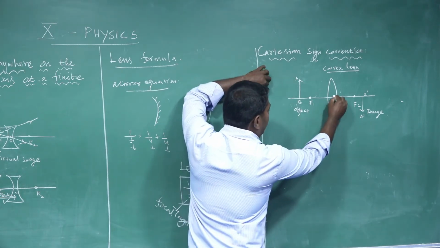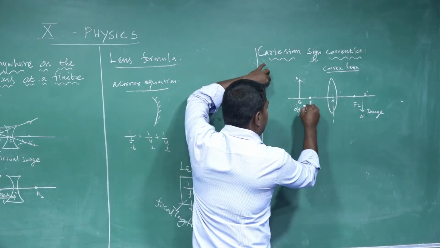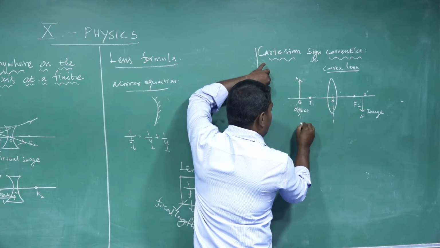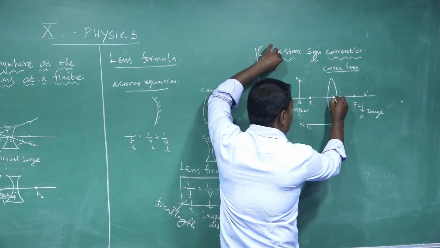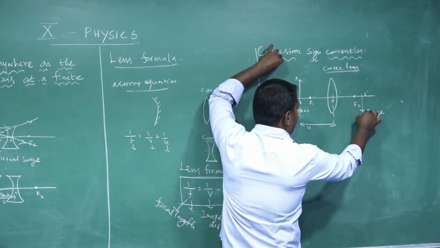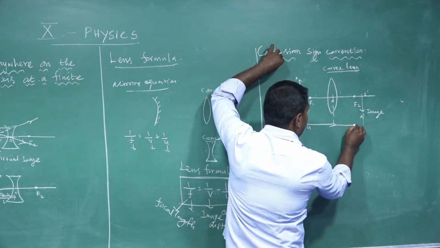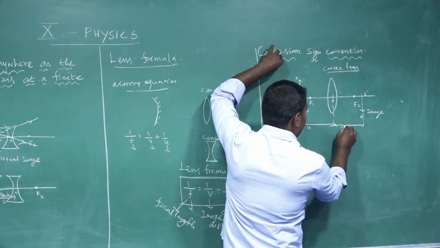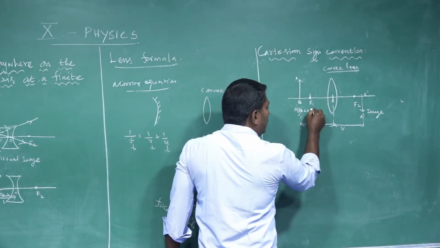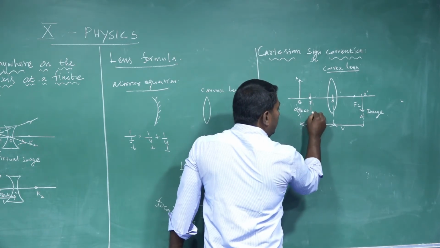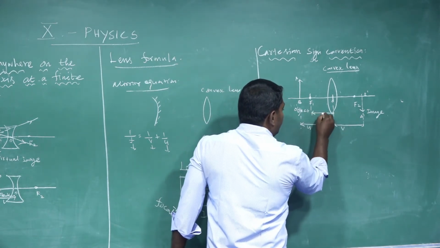The distance between optic center and object is called object distance U. The distance between optic center and the image is V. The distance between optic center and the principal focus is called focal length, F.